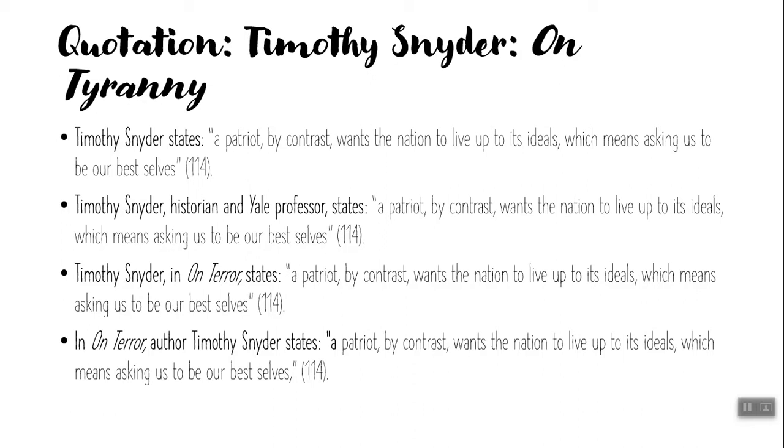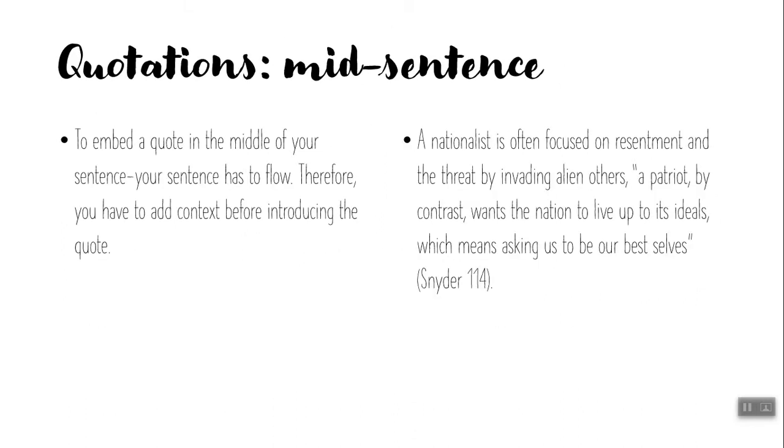So there are three different ways you can cue the reader as to the quote coming up, if the quote's at the start of the sentence. All right, here's one mid-sentence. If you want to embed the quote in the middle of your sentence, it has to flow. Therefore, you have to add a little bit of context before introducing the quote. So here's a mid-sentence. A nationalist is often focused on resentment and threat by invading alien others. A patriot, by contrast, wants the nation to live up to its ideals, which means asking us to be our best selves.